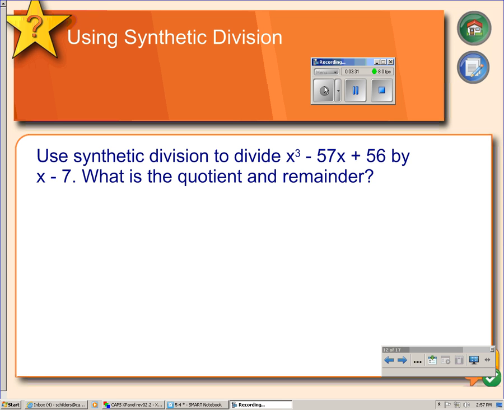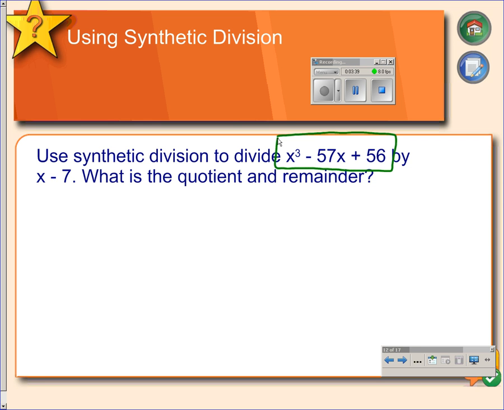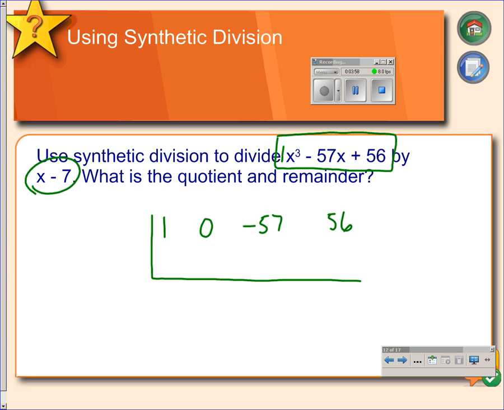Okay, that was brand new to you, so you probably want to see another one. So I have another example here. We'll take our polynomial here, write down all the coefficients. Coefficient on x cubed is 1. The x squared term is missing, so I have to put a 0 in for the x squared. Negative 57 for x, and 56 for the constant term. The number outside the division box will be the 0 to this factor, so that would be a positive 7. So I bring the 1 all the way down outside the box. 1 times 7 is 7, and then I add the column. 0 plus 7 is 7.